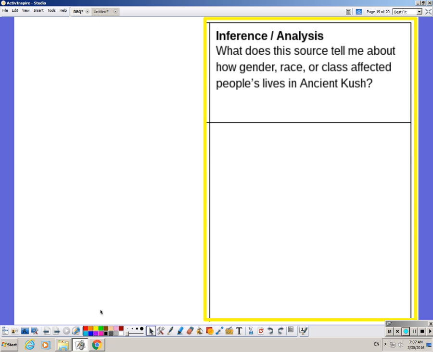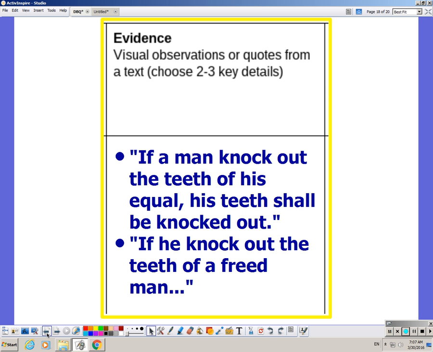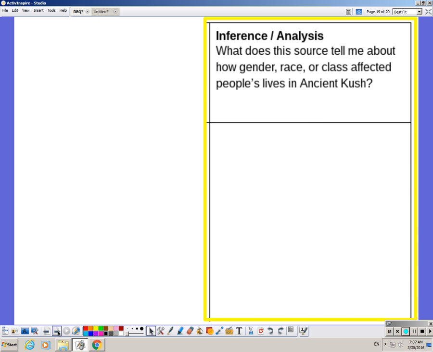And when I get to the inference and analysis column, I'm going to jot down some inferences about, I'm thinking more specifically about class. What does this information tell me about how people were treated in ancient Mesopotamia depending on their class or depending on their social status, whether they had more power, whether they were considered citizens or freedmen who had been enslaved or someone who was still enslaved. So I'm going to continue jotting here.